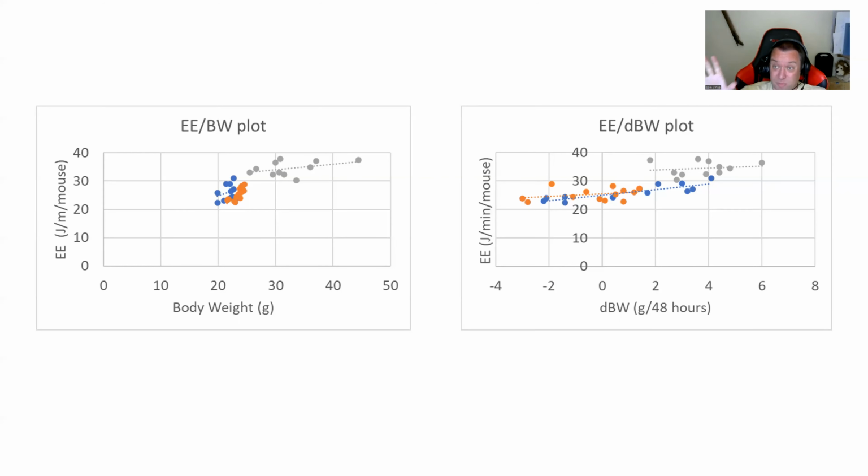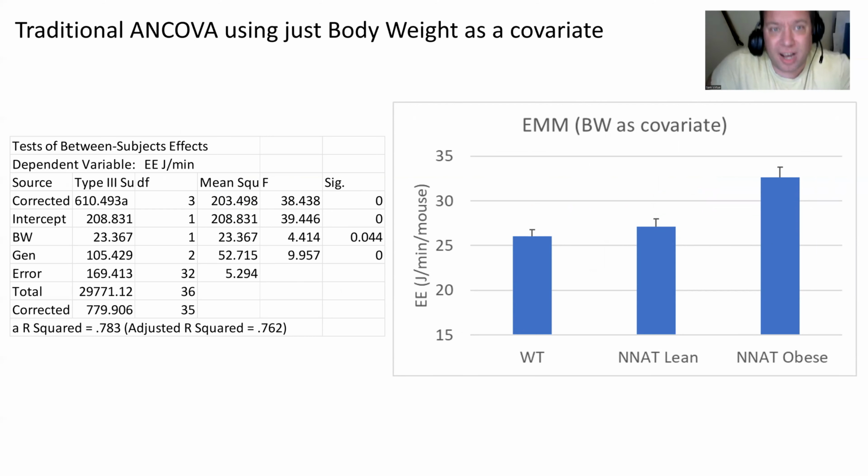And if we do a traditional ANCOVA for metabolic weight using just body weight as the covariate and ignoring this change in delta body weight, we see something which I think is not necessarily unexpected. We have estimated marginal means, with body weight as the covariate, and we see that the wild types and the lean NNATs are largely the same, but we have a very significant effect with the NNAT obese. And just note here, the p-value for body weight is 0.044. Okay, so it's significant, but only borderline significant, with the NNAT obese animals having a much higher metabolic rate according to this.